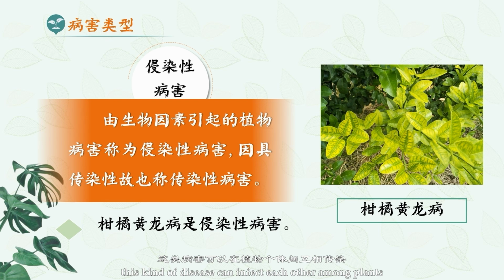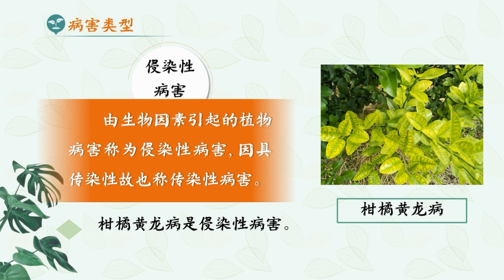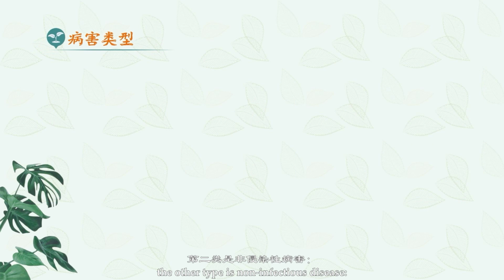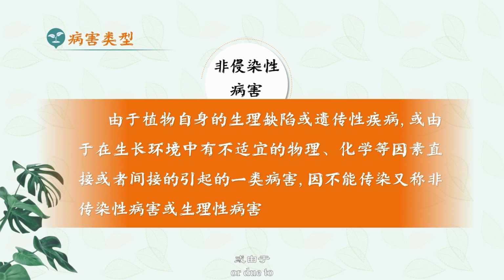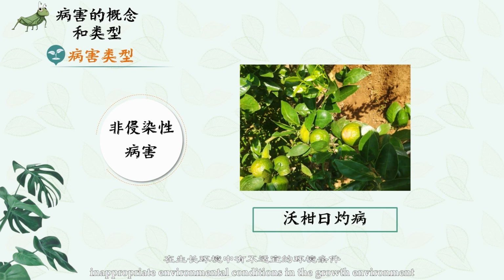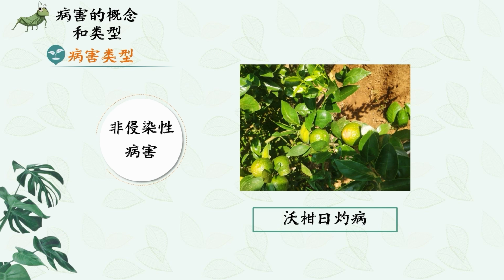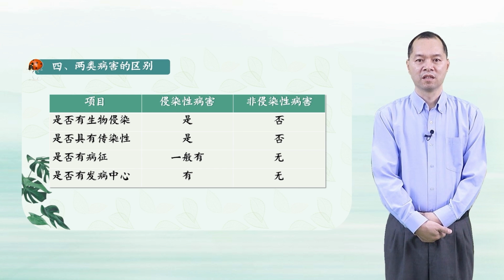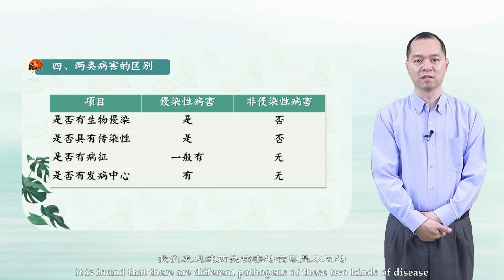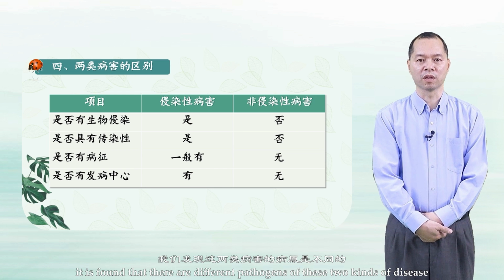This kind of disease can infect each other among plants. Thus, it is also called infectious disease. The other type is non-infectious disease. Due to the physiological defects or genetic diseases of plants, or due to inappropriate environmental conditions in the growth environment, there is no disease center in non-infectious disease. In deeper study, it is found that there are different pathogens of these two kinds of disease.